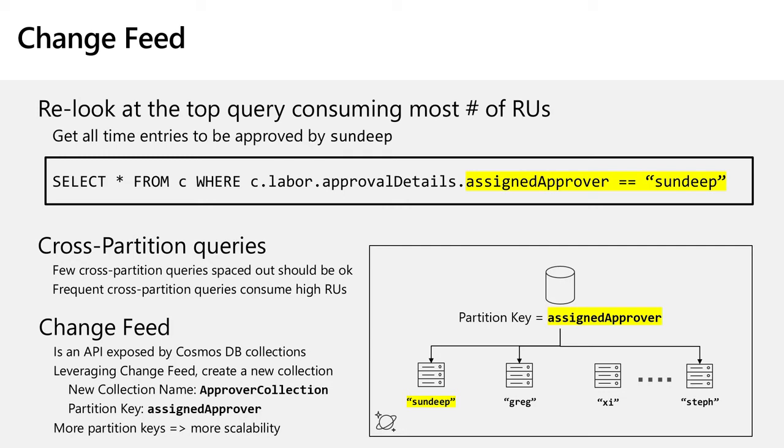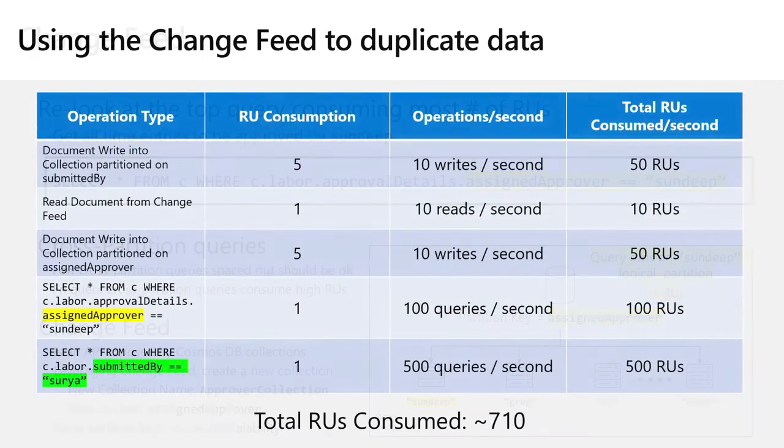So in this approver collection, the partition key is assigned approver. And here, because assigned approver is in the where clause, it directly runs on the logical partition key. It becomes a point query. So you just changed from a cross-partition query to a point query by using change feed and another approver collection. So let's see what the cost estimate of this is.